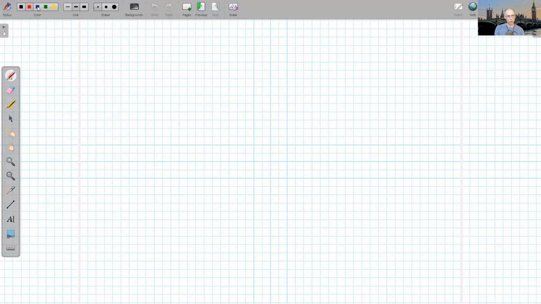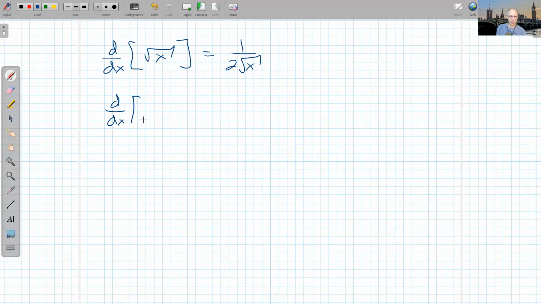We've talked about this before. We proved it with the limit of the difference quotient, that if I take the derivative with respect to x of the square root of x, then I get 1 over twice the square root of x. So I'm just going to derive that same thing. Instead of using the limit of the difference quotient, I'm going to use that inverse function theorem. So the inverse function derivative says that if you take the derivative with respect to x of some inverse function, the derivative is 1 over the original function derivative evaluated at the inverse function.